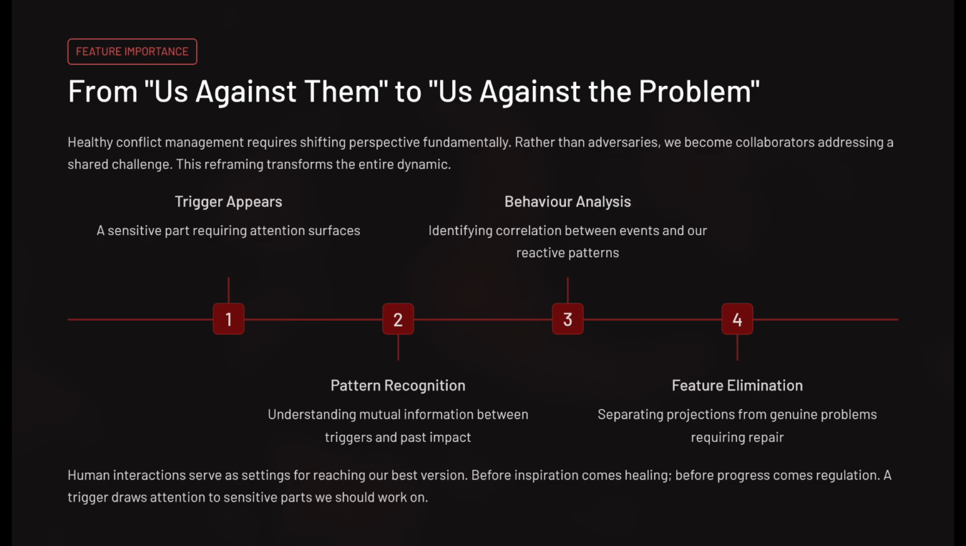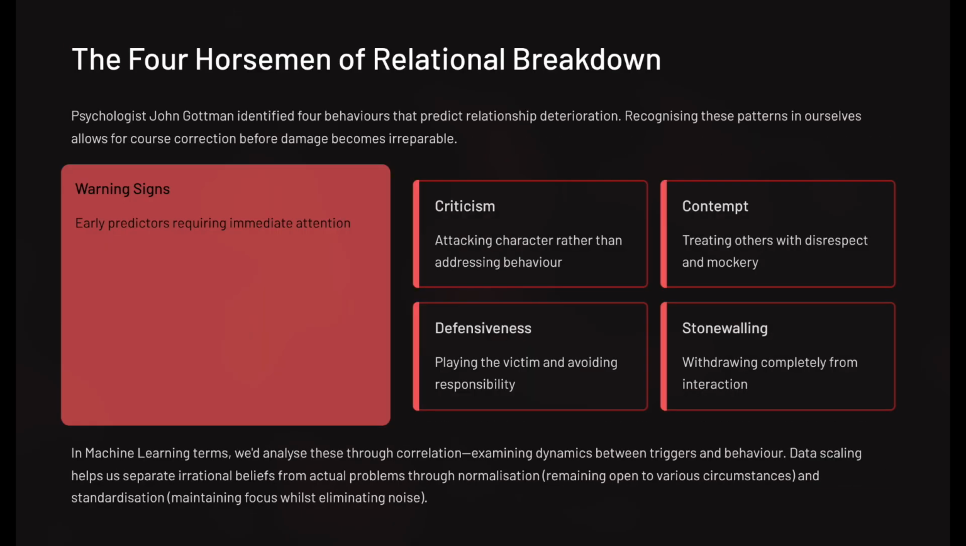We should also focus on how our reaction to an event activates a certain behavior. Do we engage in any of the four horsemen, of which John Gottman warns as early predictors of relational breakdown: criticism, contempt, defensiveness, and stonewalling? If we were to use machine learning to analyze our reactivity, we'd go for correlation, or the dynamics between two or more features, such as a trigger and our behavior.